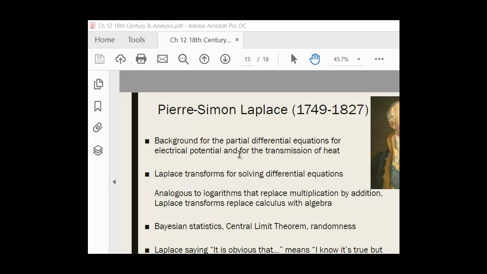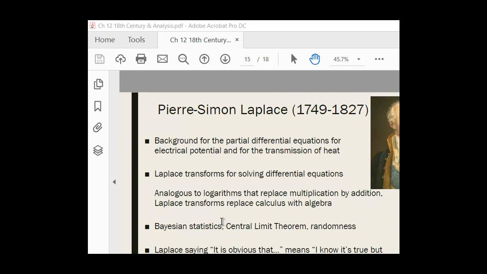If you've had differential equations, you may remember so-called Laplace transforms. So think back to logarithms. People wanted to do big multiplication problems. Logarithms replace those by addition, which is easier. In differential equations, the equations have derivatives, calculus. Laplace transforms replace calculus with algebra. So you replace a differential equation with an algebraic equation, which is usually easier to solve. A brilliant idea.